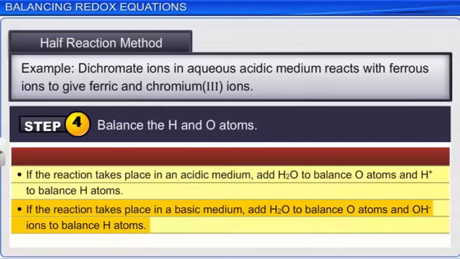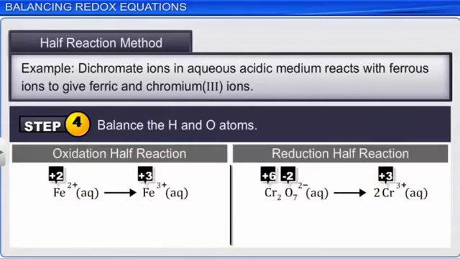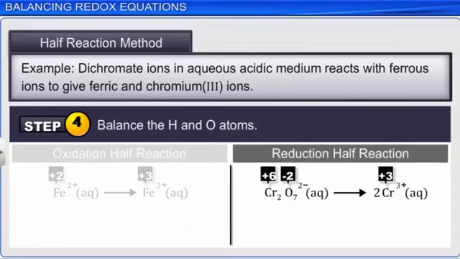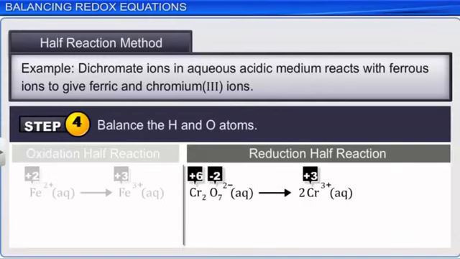In this case, in the oxidation half, there are neither oxygen nor hydrogen atoms. But in the reduction half, you can see that there are 7 oxygen atoms on the left-hand side, but no oxygen atom on the right-hand side. As the reaction occurs in acidic medium, to balance 7 oxygen atoms on left-hand side, we add 7 H2O molecules on the right-hand side.